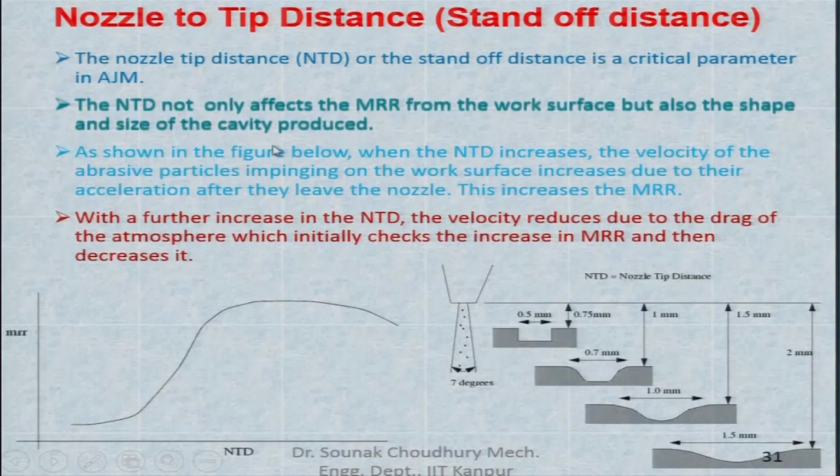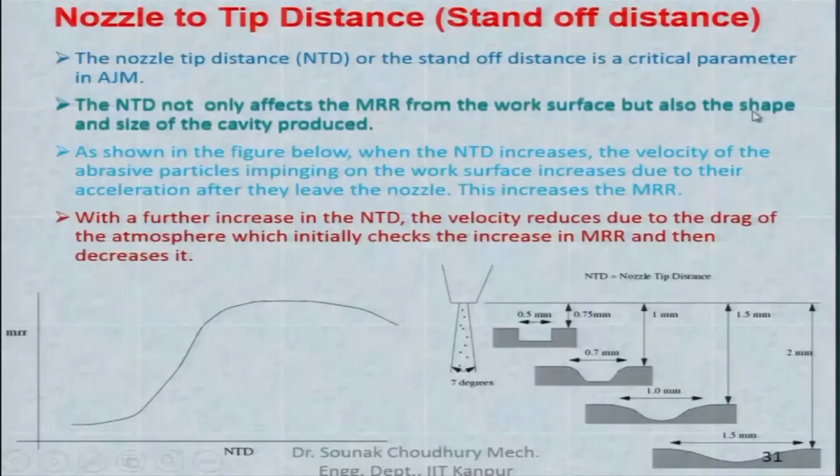So, I already explained to you that the material removal rate will be affected by changing the nozzle tip distance. Also the quality will be affected, in the sense of the shape and size of the cavity that is being made. As shown in the figure, when the nozzle tip distance is increasing, the velocity of the abrasive particles impinging on the work surface increases due to their acceleration after they leave the nozzle. This increases the material removal rate.